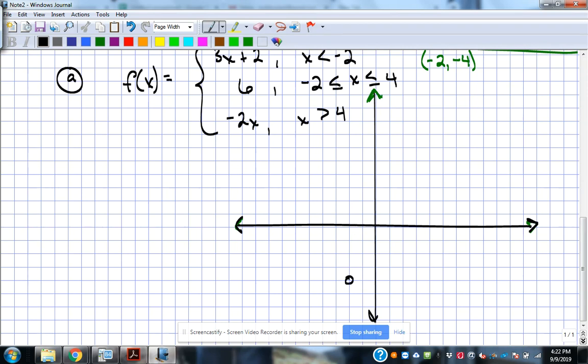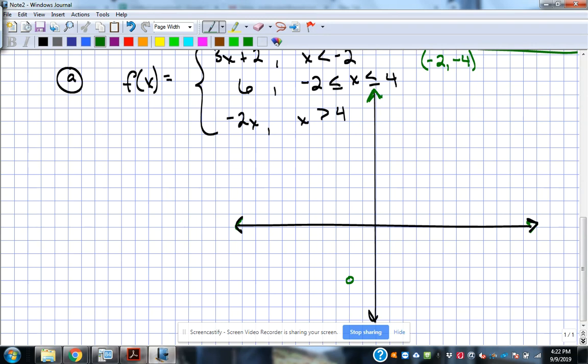And I'm going to put an open circle for that piece, because it doesn't have an equal to mark on the inequality up there. That inequality is less than only. So (-2, -4) is going to be an open circle.